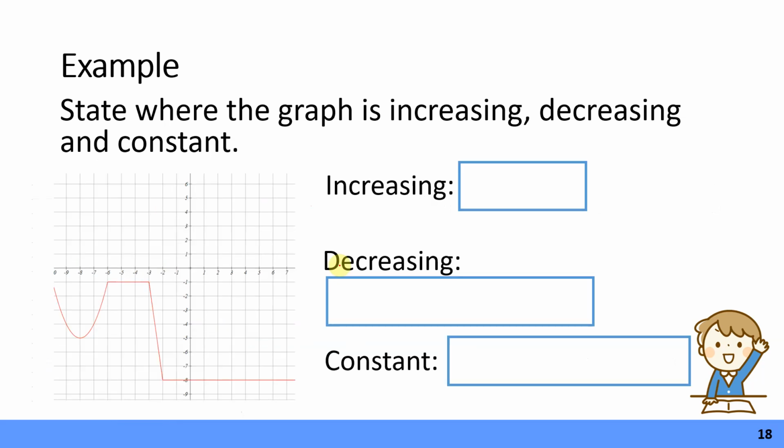All right, let's go ahead and try one more problem just to make sure that we understand what we're doing. State where the graph is increasing, decreasing, and constant. Again, I'm just going to do it really quickly, just like I did. So I'm in a roller coaster here. I'm falling, falling, falling, falling, falling.